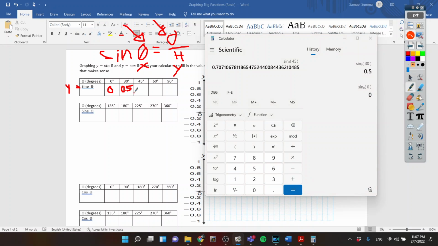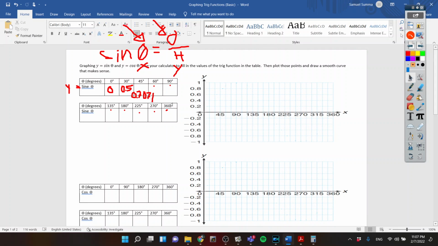I should have given you a little more space, I'm realizing now. So sorry. 0.7071. And then do the sine of 60 degrees, the sine of 90 degrees, sine of 135, 180, 225, 270, 360. So then you'll have this table filled out.